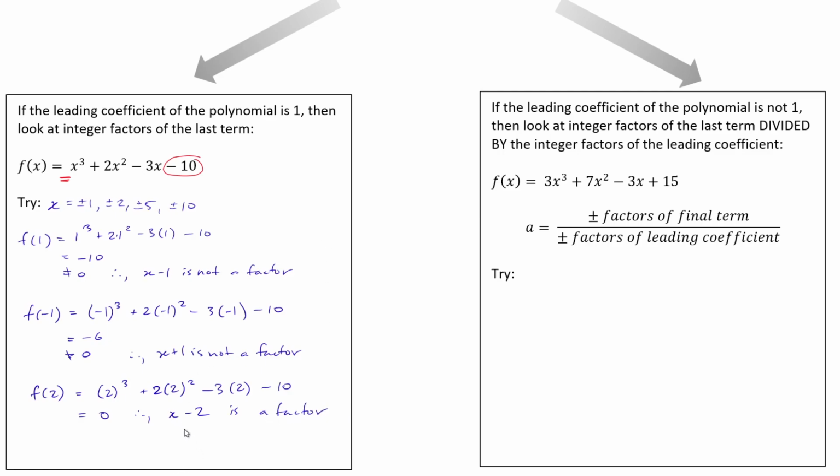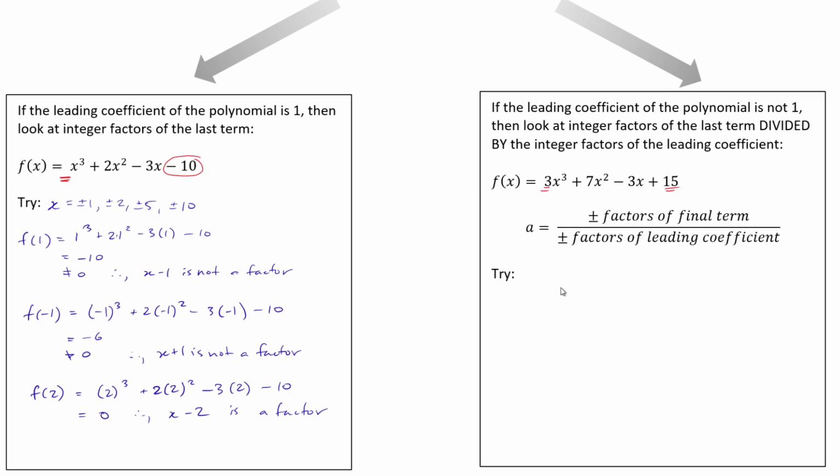And once we know that x minus 2 is a factor and that will yield a remainder of 0, we can take our polynomial here and divide by x minus 2, and we can start to factor this down into simpler parts. All right? Now, here's the issue. In this function right here, we have a leading coefficient that is not equal to 1, it's equal to 3. And so what we have to do is we have to try factors of the final term divided by factors of the leading coefficient, okay?